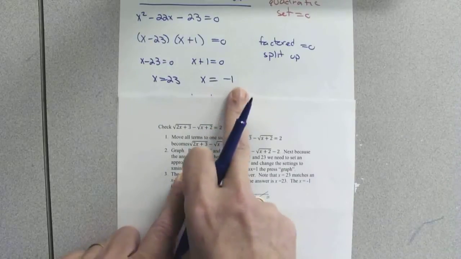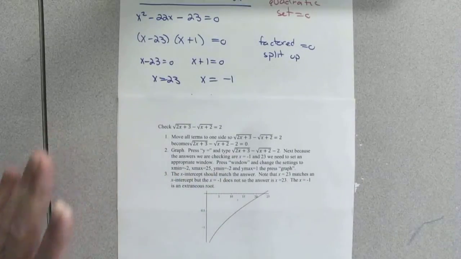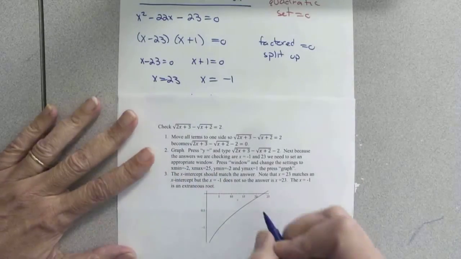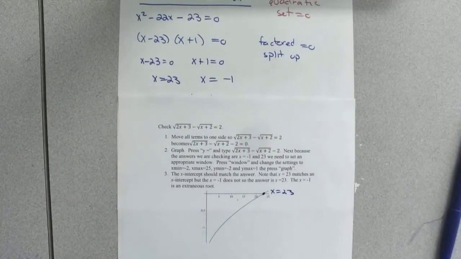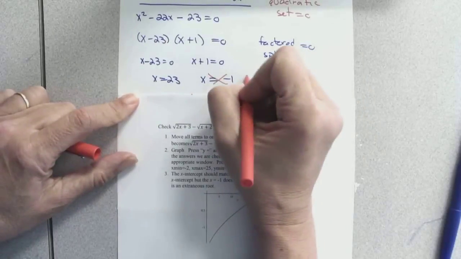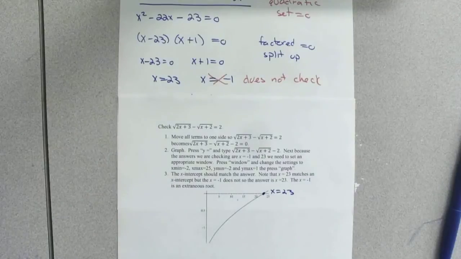I started at negative 2 because that's going to include the negative 1, and I went up to 25, that included 23. And then I graphed it. There's my x-intercept at x equal 23. So the negative 1 does not check. And the 23 does. And so anytime you square both sides, you have to check your work. It is possible that you will get no answers, 2 answers, 1 answer. It just kind of depends on the problem. You have to check.